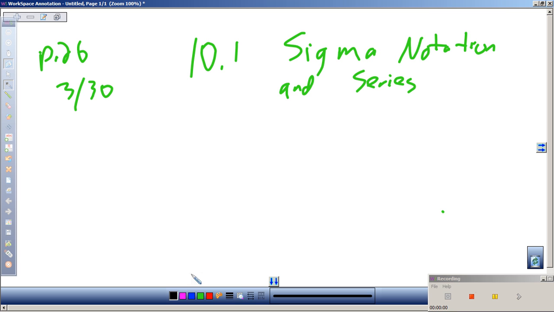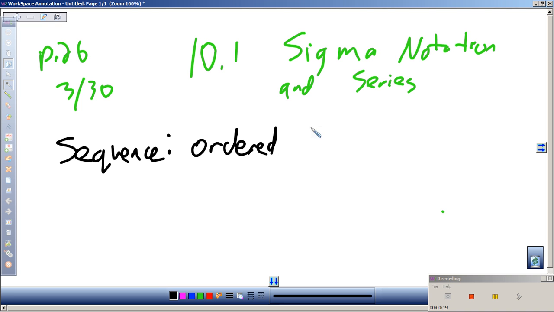We have a few terms that we need to make sure everybody's clear on what they mean. First one, a sequence. When we talk about sequence, we're talking about an ordered list of numbers. What do we mean when we say ordered?